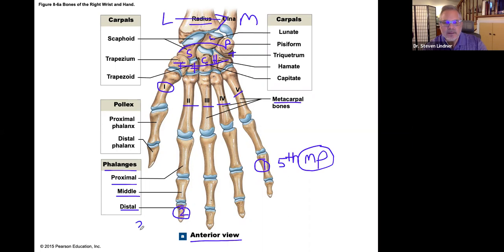If I pointed here and I go, what is number 2? Then you would say 2nd distal phalange. If I pointed to number 3, you would say 3rd proximal phalange. If we pointed to number 4, you would say 1st proximal phalange or phalanx. They're interchangeable.